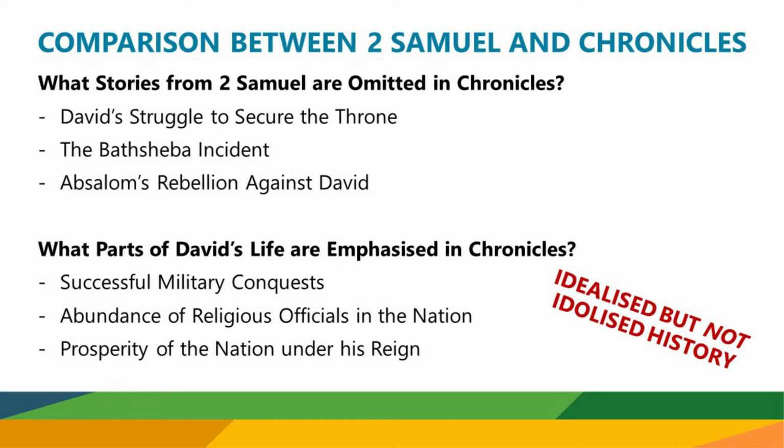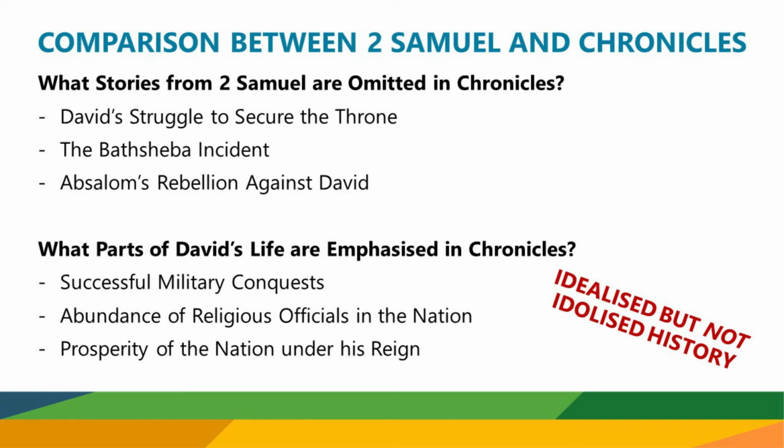What stories are not included in Chronicles that we would find in 2 Samuel? Well, there's nothing to do with David struggling to secure his throne. 2 Samuel goes from David becoming king, him reigning as king, and just before he dies. That's the period 2 Samuel covers. And the first few chapters of 2 Samuel are all about how David has to secure and consolidate his power as king when Saul dies.